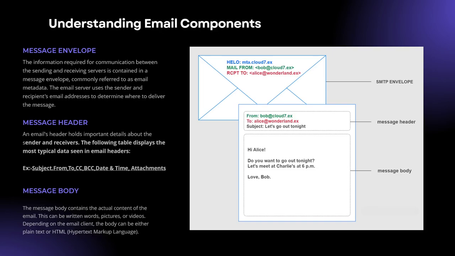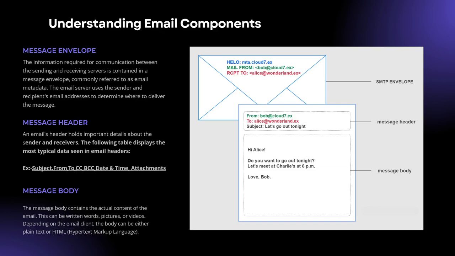Okay, so the next part is understanding the email components. Generally, in email there are three components: the message envelope, the message header and the message body. The message envelope is the context of the email. It is the communication metadata package that contains delivery information about the email message. It is separate from the message content itself and is primarily used by the mail servers to route and deliver the email.